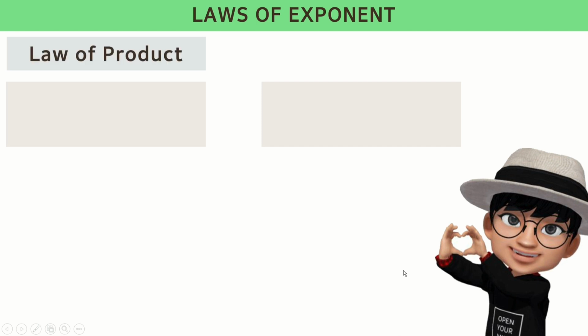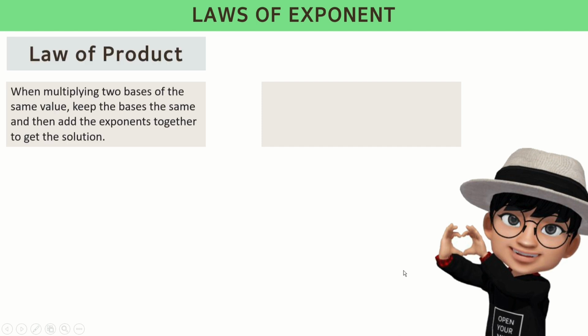The first one is called the law of product. It states that when multiplying two bases of the same value, keep the bases the same and then add the exponents together to get the solution. That is x raised to m multiplied to x raised to n is equal to x raised to m plus n. Meaning to say, we're going to copy the base and then we're going to add the exponents.